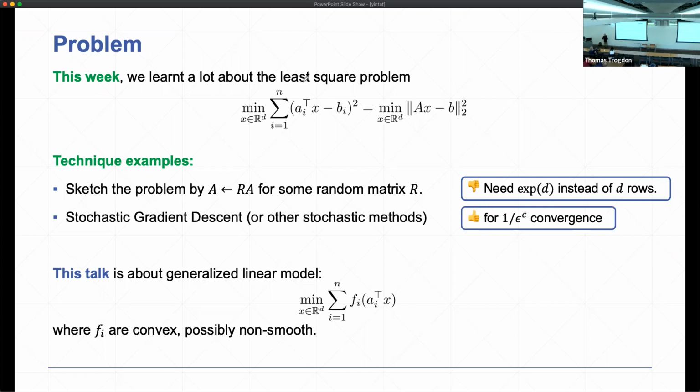But in general, especially if the fi is smooth, you can just run SGD and it will work. But one problem for us, theoretical computer science people, is that the convergence is just 1 over epsilon to some power, usually epsilon squared. And in this talk, we will focus on getting a log 1 over epsilon convergence despite using randomization methods.